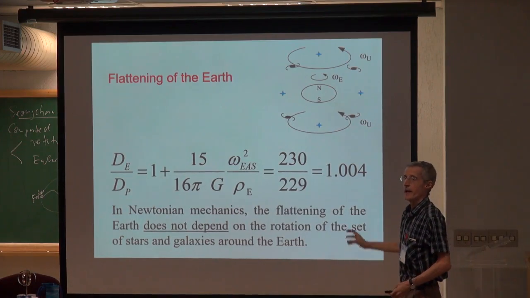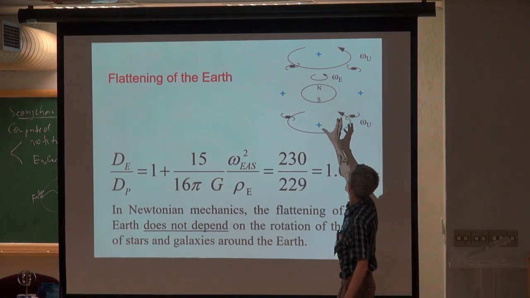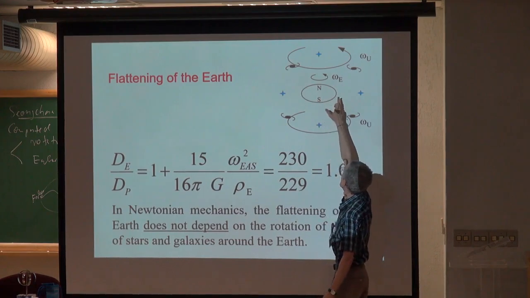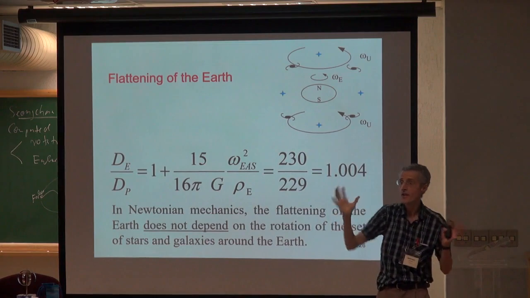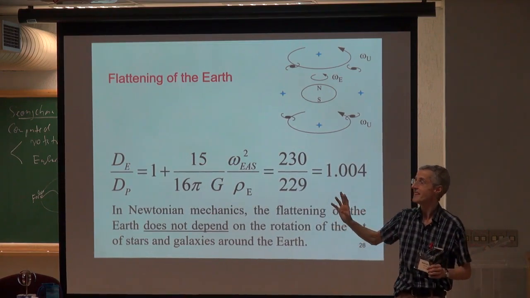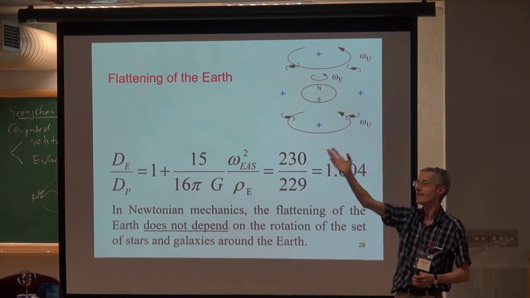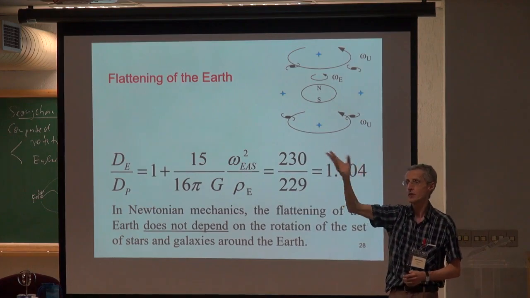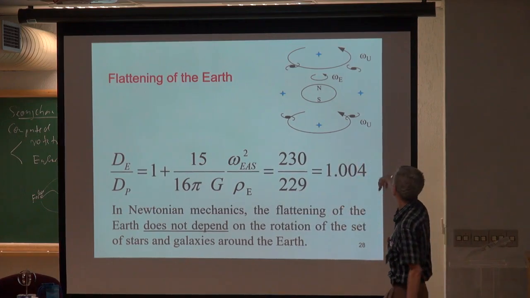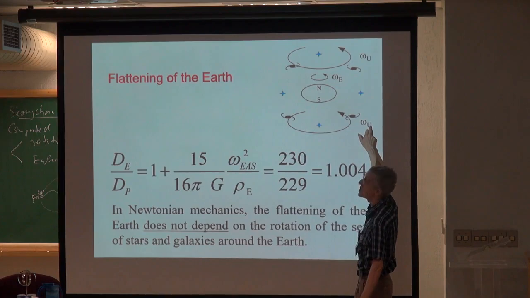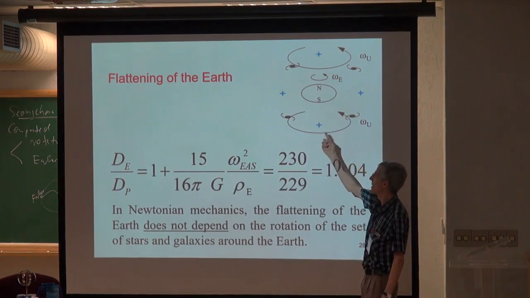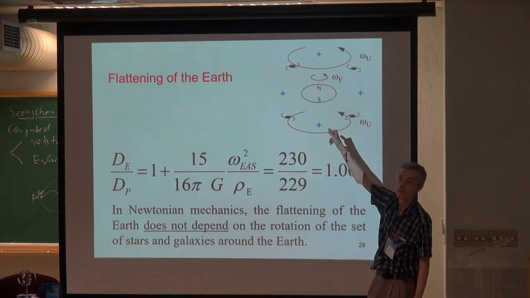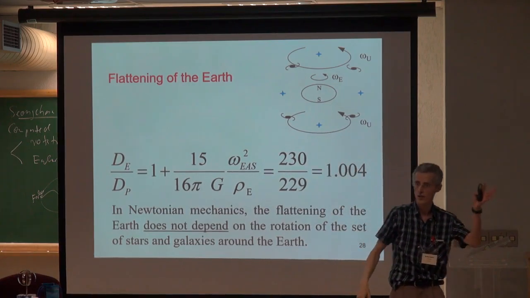So now I have the Earth spinning with omega E, and I am calculating here a very general situation in which Superman already put the whole set of stars and galaxies spinning with omega U around the axis of the Earth. And then I will calculate what should be the flattening according to relational mechanics.